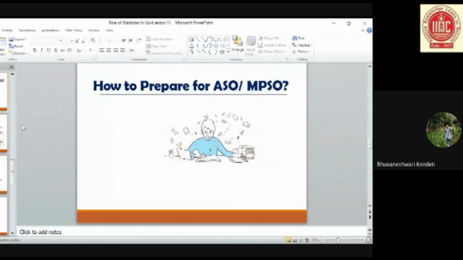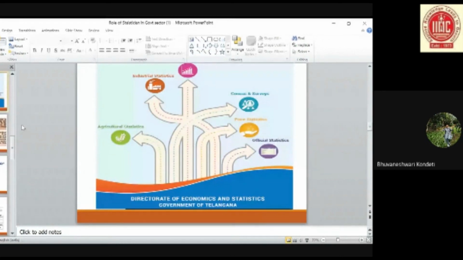Next, these are the activities of the directorate. It compiles agricultural statistics, industrial statistics, state economy, census and surveys, price statistics, and official statistics. Now the question is, why collect all these statistics? What is the necessity?